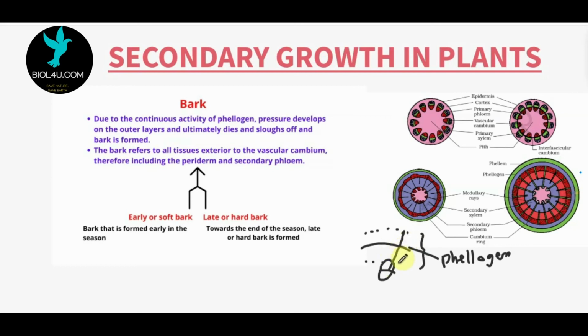Bark is of two types. The bark that is formed in the early season, that is the spring season, is known as the early or soft bark, and the bark produced during the winter season, at a later stage, is known as the late bark or hard bark. During the formation of this bark, it cracks and produces some lens-shaped regions that are known as the lenticel.